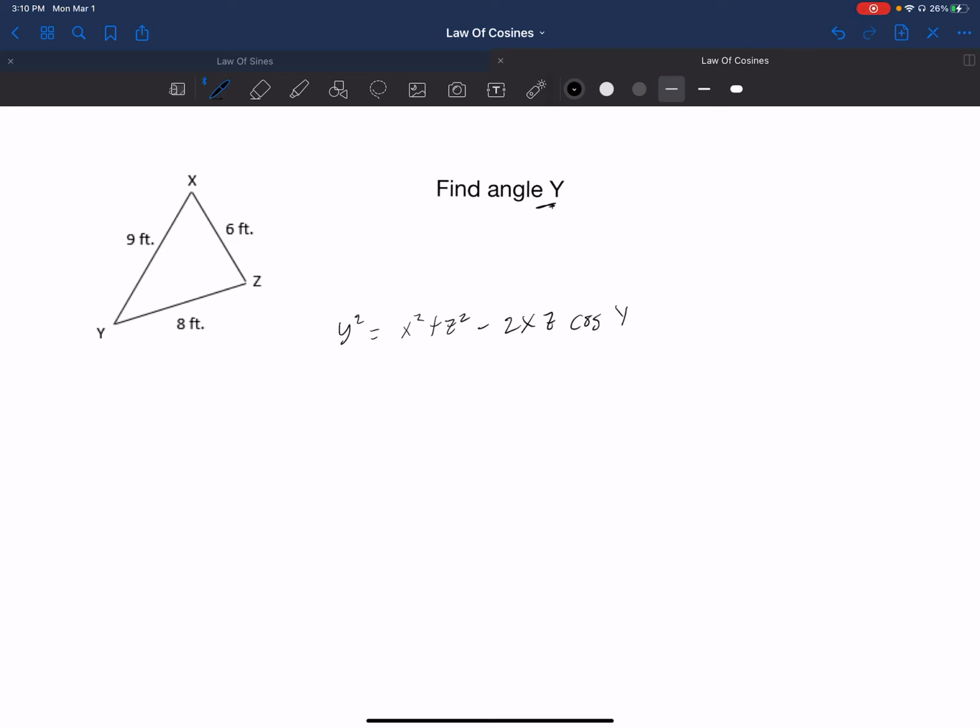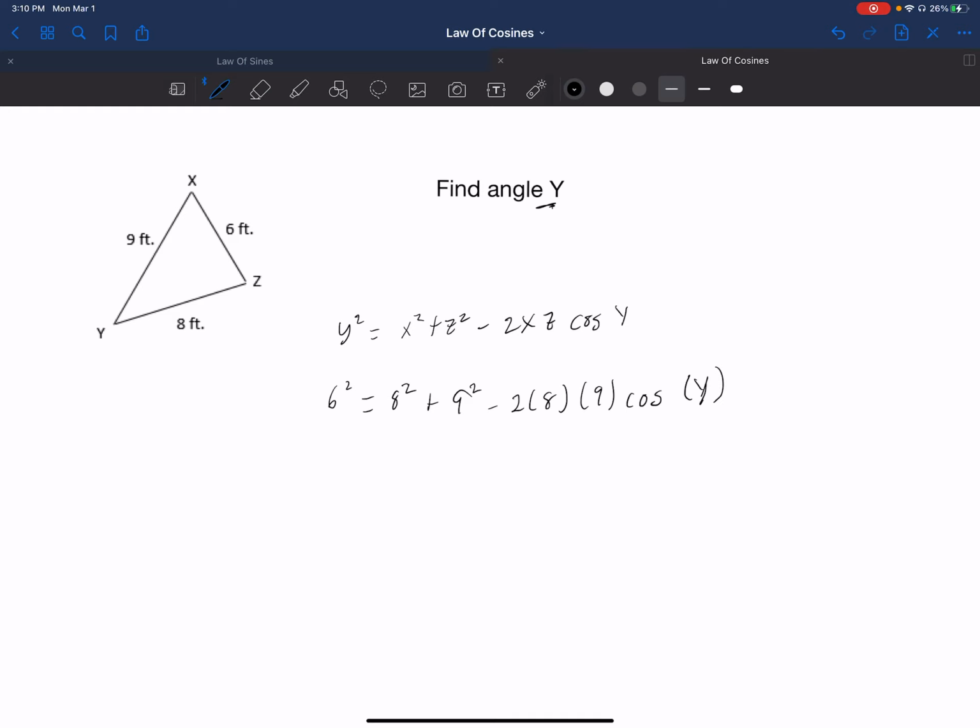Like I said before, you don't have to go back to a, b, and c. If you do feel more comfortable doing that, you can. You will get the same answer. So side y, which is 6, and then we're going to square it, equals side x, which is 8, and we're going to square it, plus side z, which is 9, and then we're going to square it, minus 2 times 8 times 9 times the cosine of y.